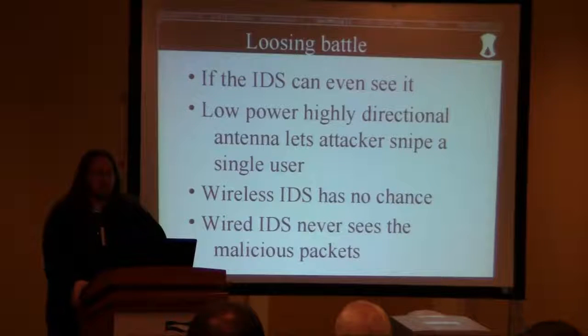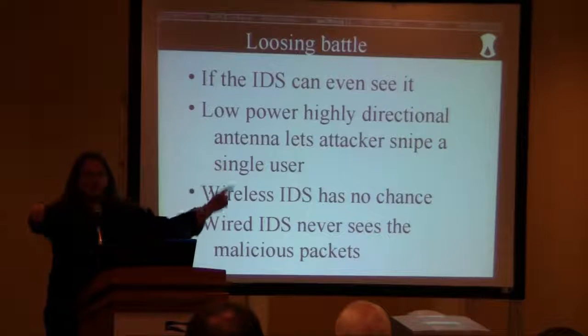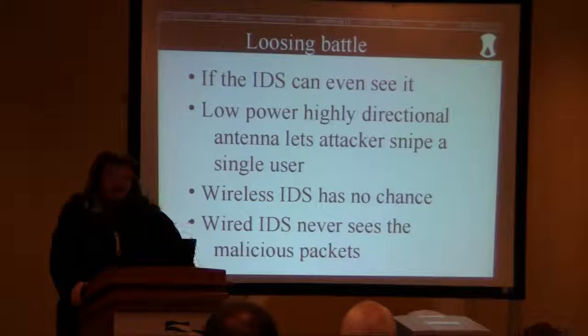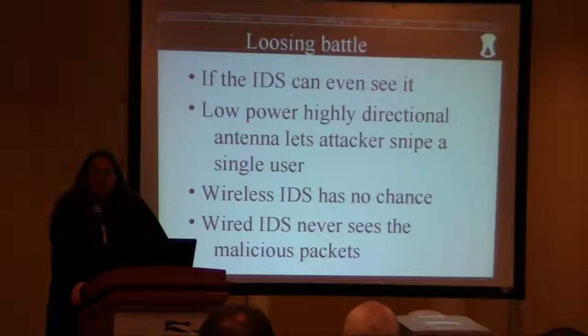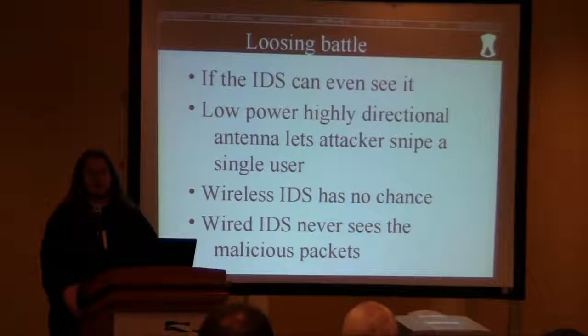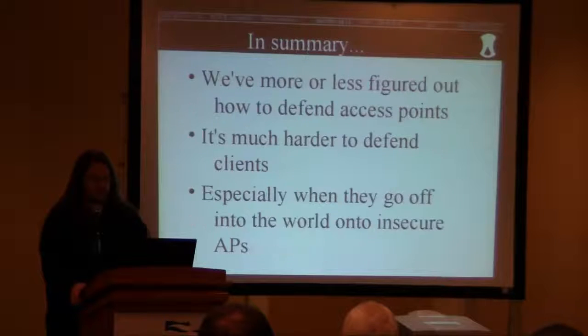So that assumes the IDS can even see it. How about I take a highly directional Yagi and set my card to 1 milliwatt and sit over there and aim it at Nick. An AP over there isn't going to see it because it's whisper quiet. The IDS has no chance for wireless. The wired IDS is never even going to see the packets. They might see some of the results of, oh, there was a stray FIN that came through, but they don't know. Clients suck. Clients freak out all the time and drop connections. So I don't think one FIN packet is going to be spottable by a wired IDS on a large network.